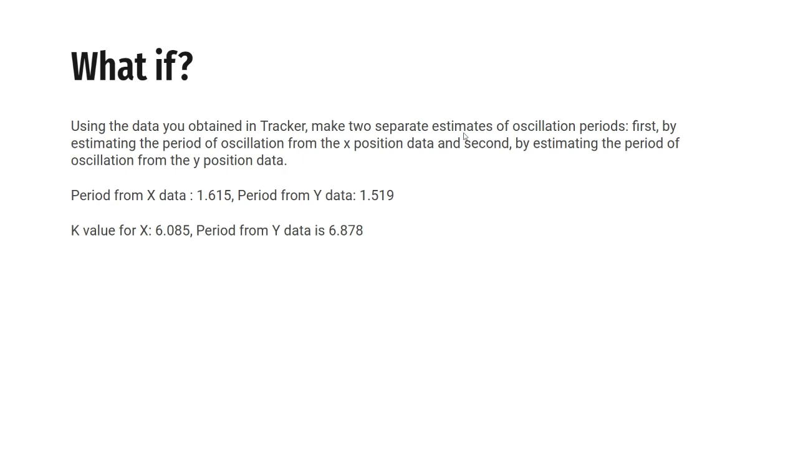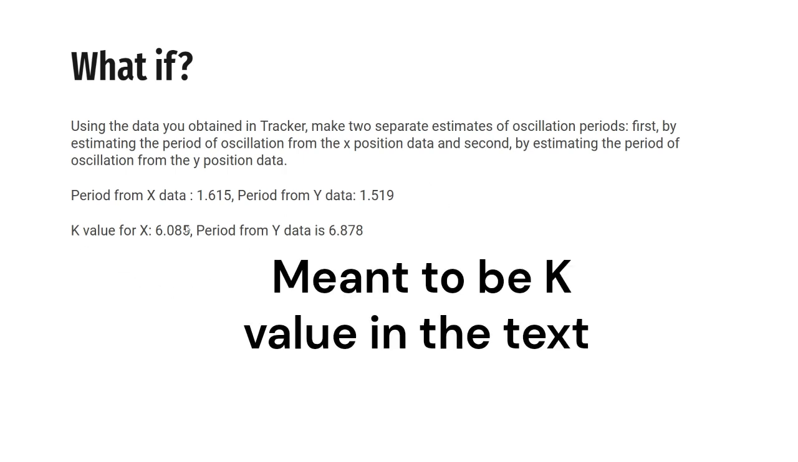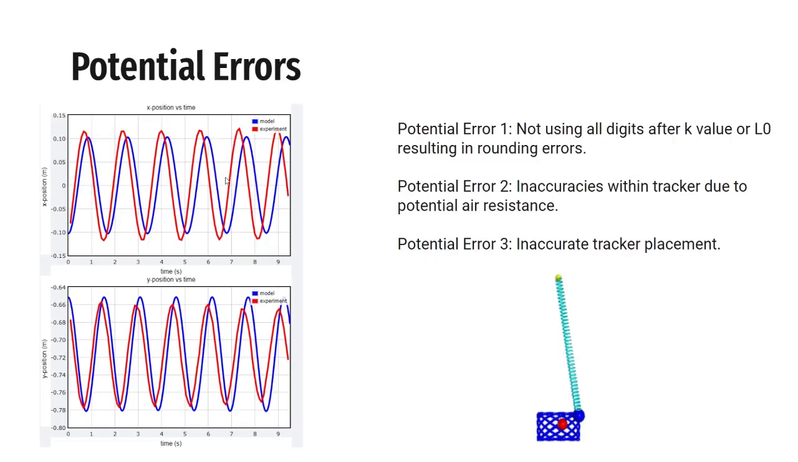And the what-if question: I made two separate estimates for oscillation periods. For the x data, calculated using the same method as the y data from just observation between the three peaks, averaged out, I got 1.615 seconds for the x data and 1.519 seconds for the y data, and this caused a difference in k value, as you see here, which could possibly cause the higher difference between the model and the experiment for the x graph versus the y graph here.